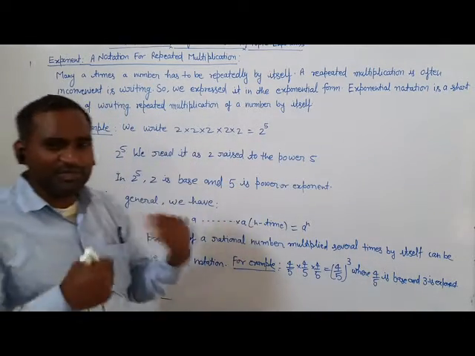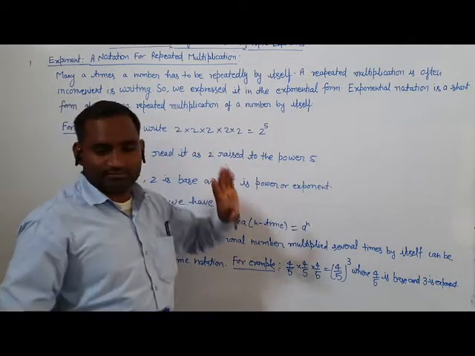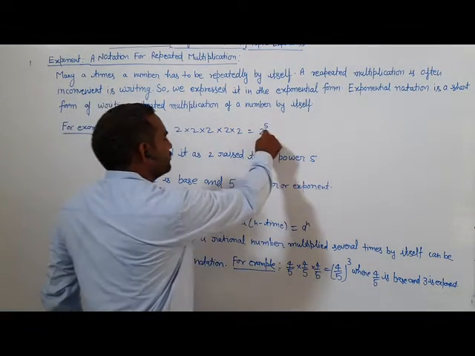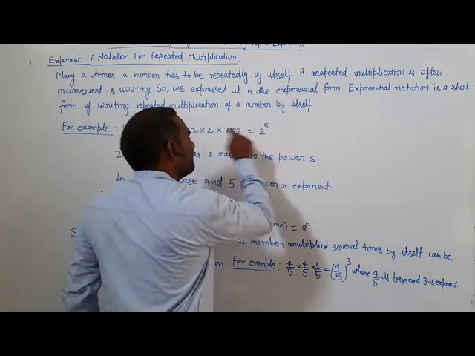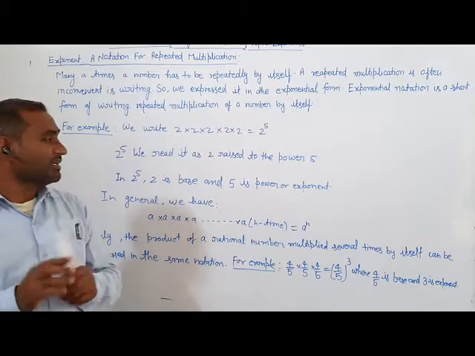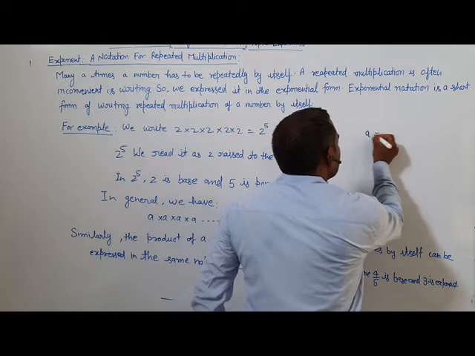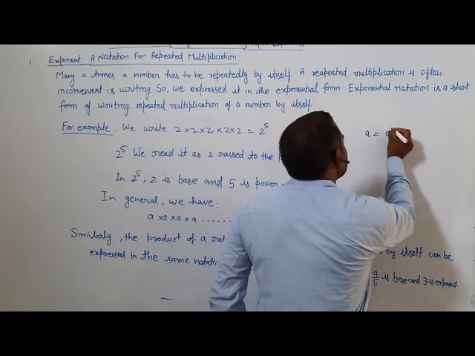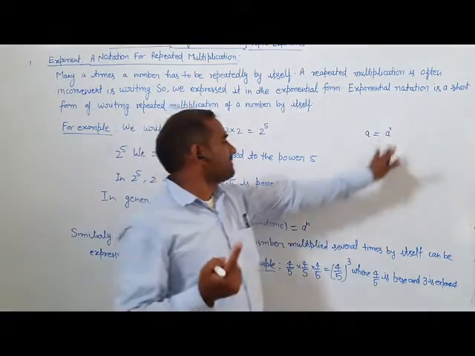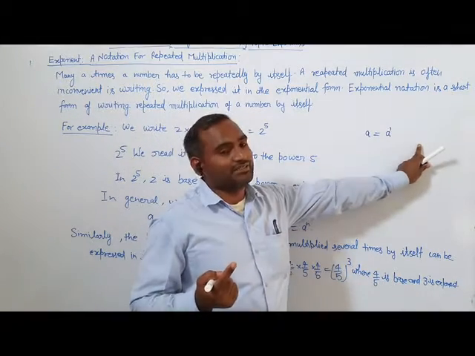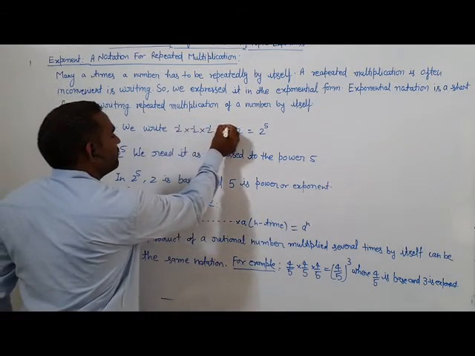If a number is repeated, we write it once, and how many times it is repeated, we put above it, here 5. Any number has power 1. For example, if a is alone, you can write a raised to power 1, because a cannot be repeated. So any number can be written like this, 2 to the power 1.